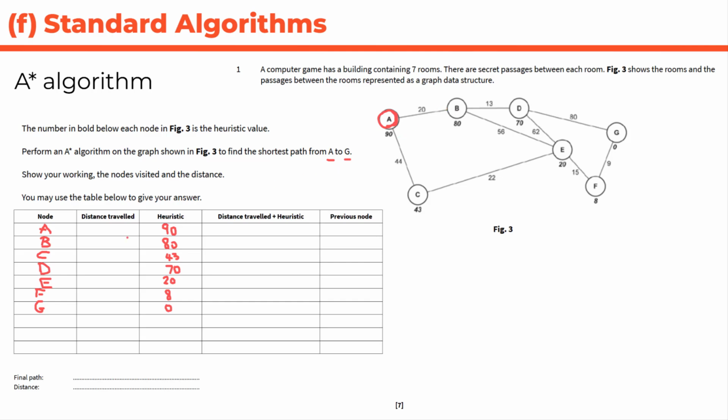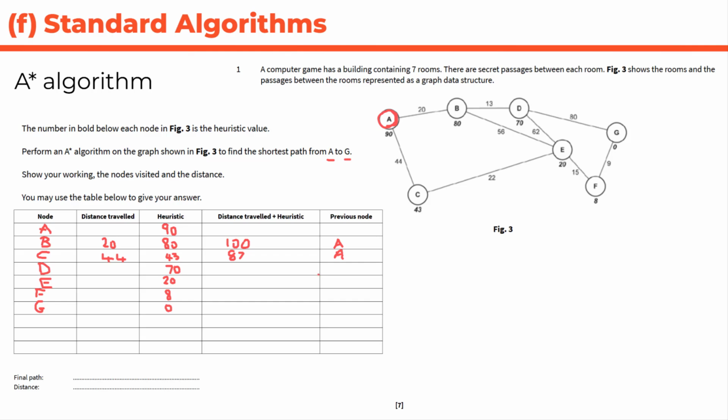Okay. So what I'll do is I'll put in here the distance from A to B is 20. Its heuristic is 80. So distance plus heuristic, that's going to give me 100 in total. And what previous node? I came from A. So that's my previous node. Okay. Then I can also see C. So C's cost is 44. And 44 plus 43 is 87. And I came via the A node.